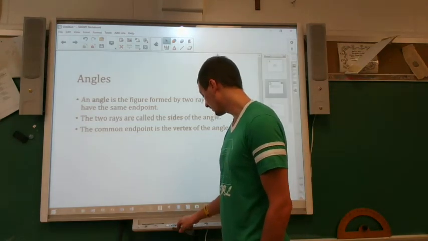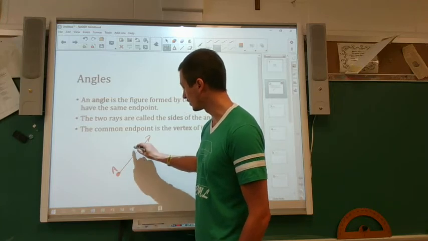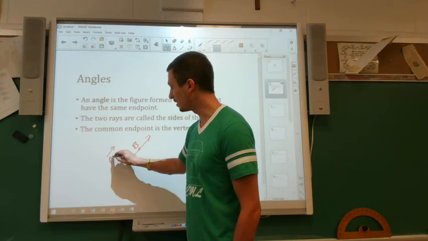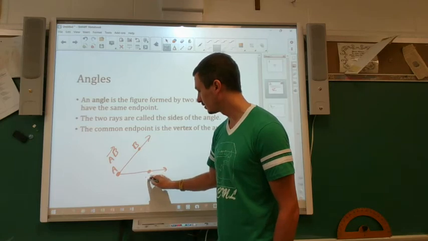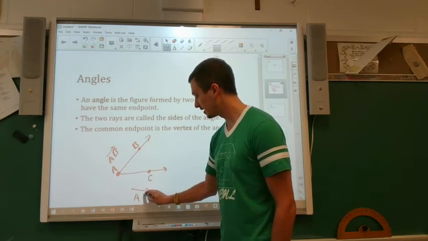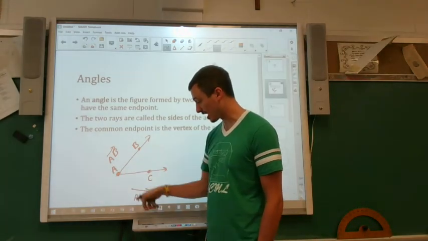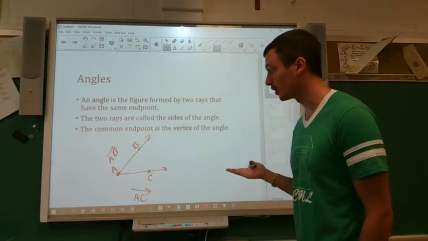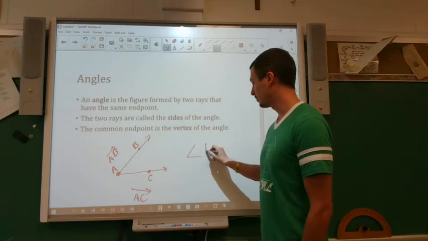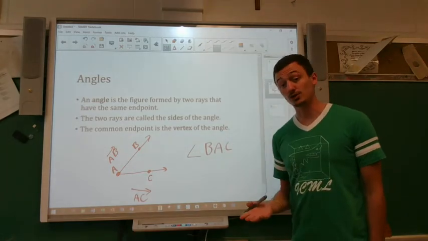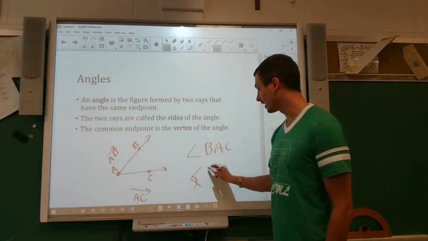So if we have two rays that share an endpoint, let's say this is ray AB, and we have another ray coming out here. Let's say ray AC. Remember that we cannot name these anything different because the rays have to start with the endpoint and go through another point. So ray AB and ray AC make angle BAC. We can also call it angle CAB.